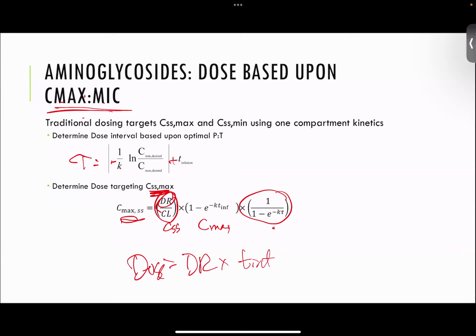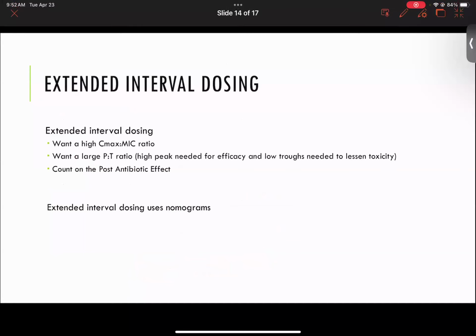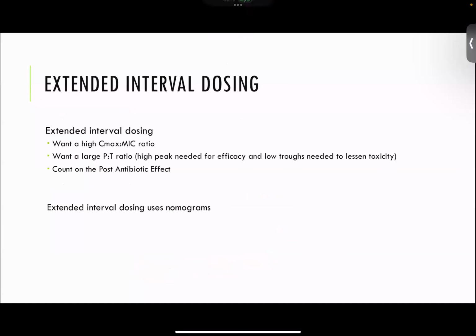So this is what we used when I was in school all the way through, and it's a pain in the neck. A lot of calculating. They still may make you do that. I don't know. I don't teach it anymore, so I don't know what they make you do. But there's been new thinking about how to dose aminoglycosides. Some people call it once a day dosing. I think that's a misnomer. It should be called extended interval dosing.